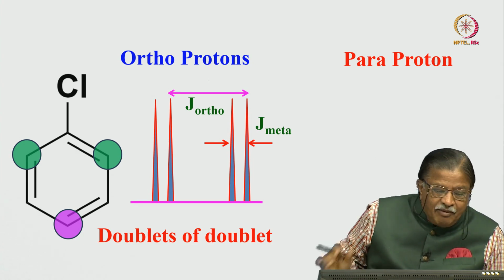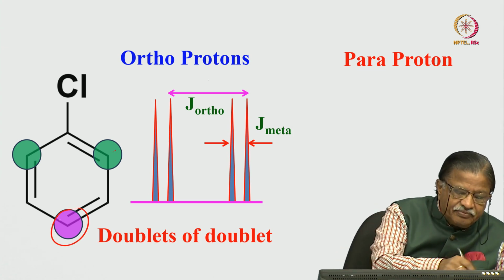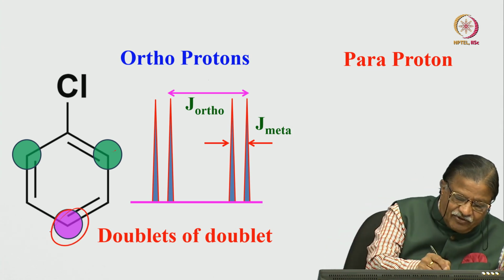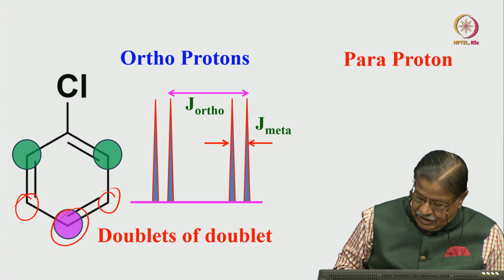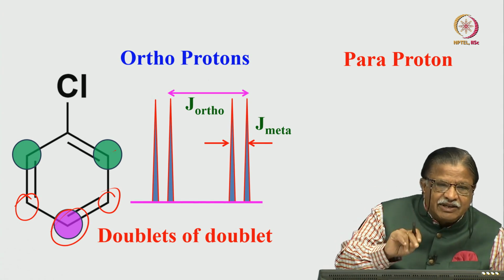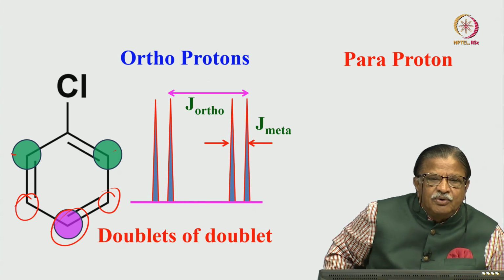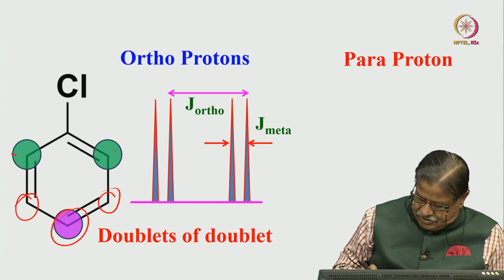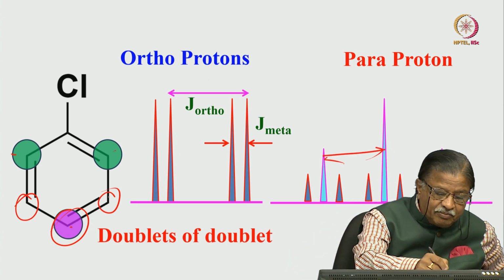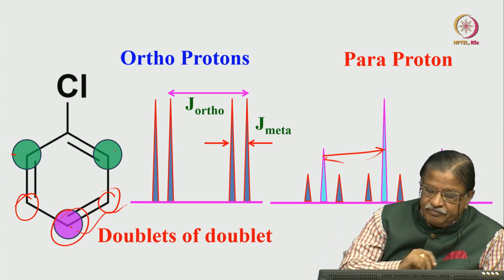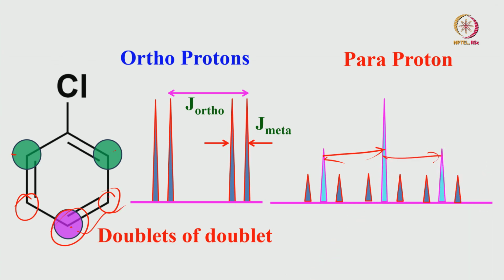Very simple. Before that, of course, there are two ortho couplings, large couplings. These ortho couplings will split this into a triplet, and each line of the triplet is further split into another triplet because of two equivalent meta protons, and this is the pattern you get. The large separation corresponds to these two ortho couplings, which have to be identical because in the monosubstituted benzene there is a symmetry axis. As a consequence, this coupling and this coupling are identical.